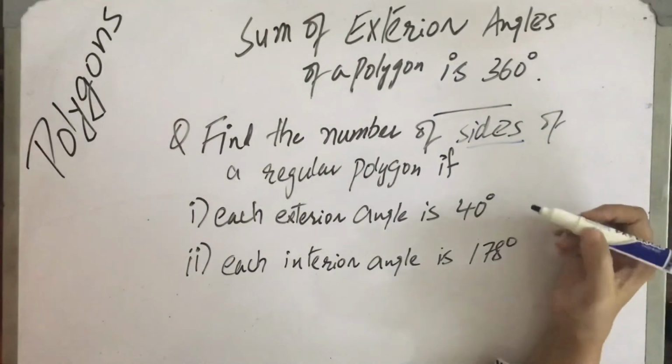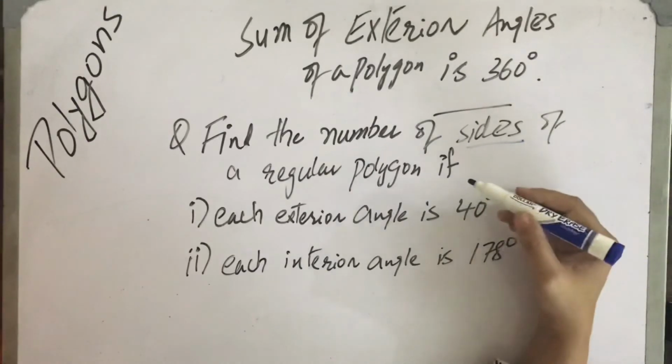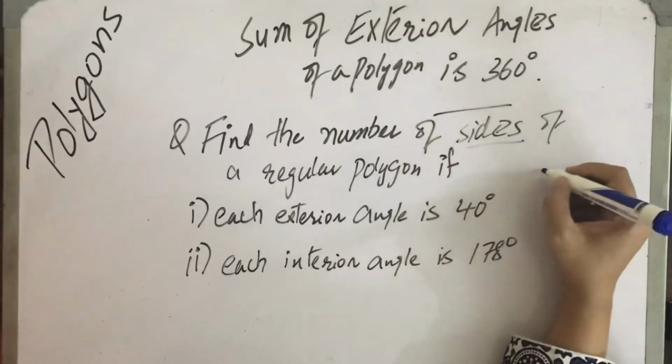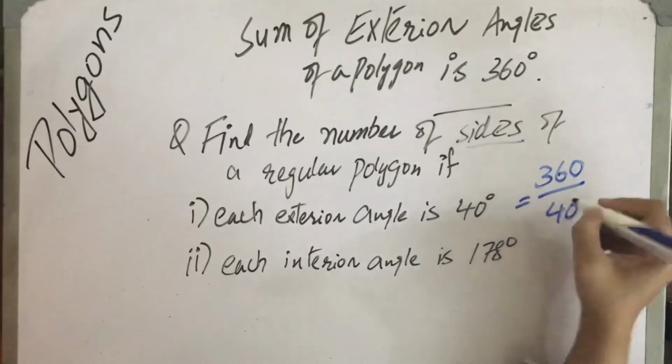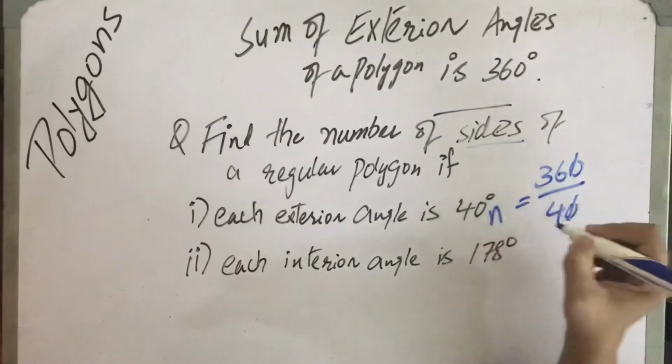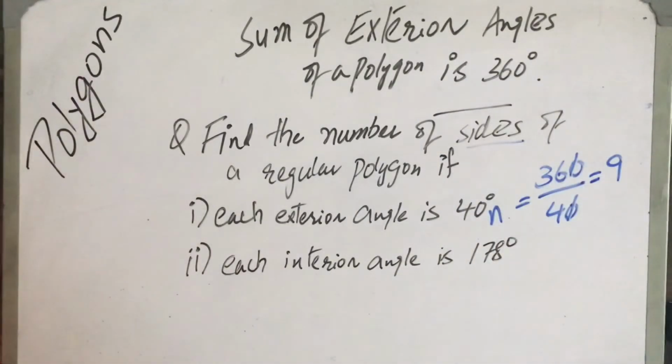When we are given each exterior angle and we have to find the number of sides of that polygon, we shall just divide 360 by each exterior angle, and when we divide it, we shall have the number of sides of that polygon equal to 9.